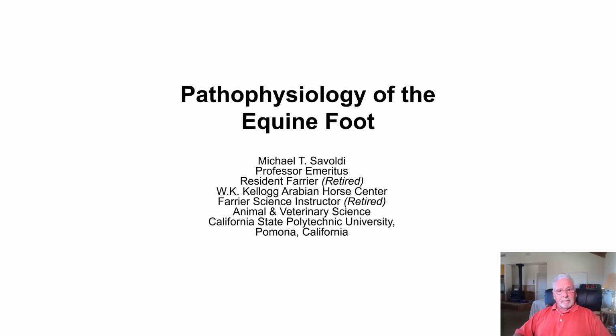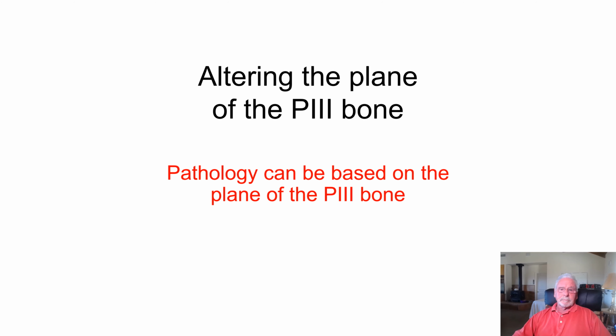That seems like a long word, so let me break this down. Pathology is the study of disease, and physiology is the study of living organisms and their parts. Our topic today will be altering the plane of the PIII bone. The take-home message is pathology can be based on the plane of the PIII bone.